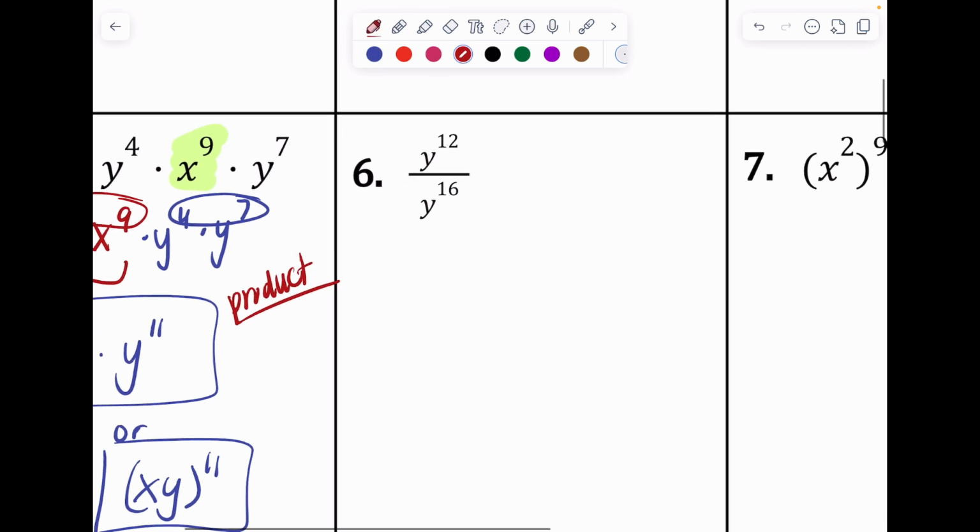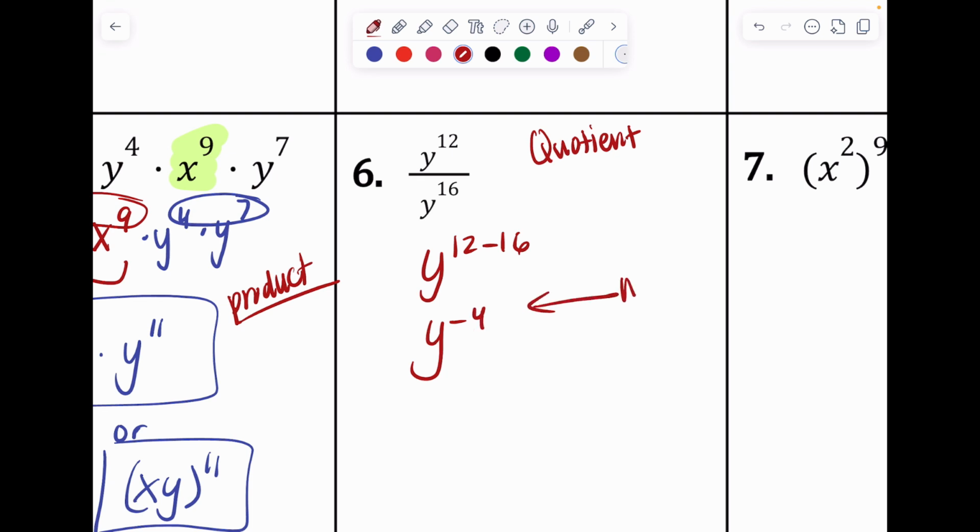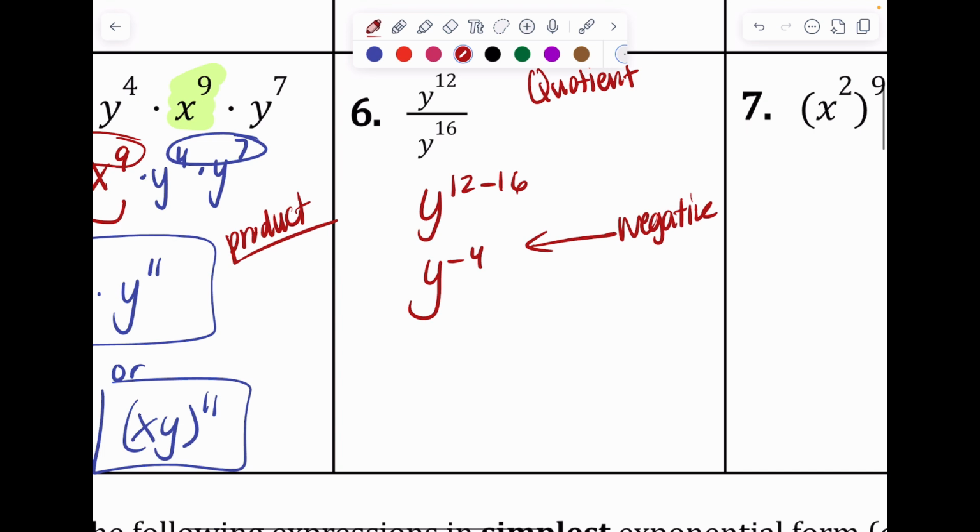Okay. Number 6, this is again quotient rule because we're dividing. So I have the same base, and I just need to take my exponents and subtract. 12 minus 16 gives me y to the power of negative 4. Right here we also see a negative, our negative rule, where we can't have a negative exponent. So in order to make that exponent positive, we need to make it a fraction.